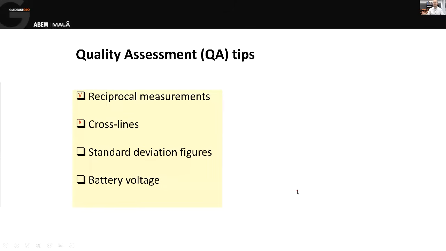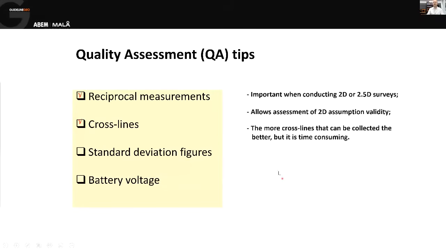Another option is cross lines. So this is where we again test whether the assumption we've made about the geology not changing around our survey area is true. So we take our first measurement, our first VES sounding, and then we repeat it with the line of electrodes spreading out in a different direction, commonly at 90 degrees, but it doesn't have to be, whatever works in the landscape that you're working in.